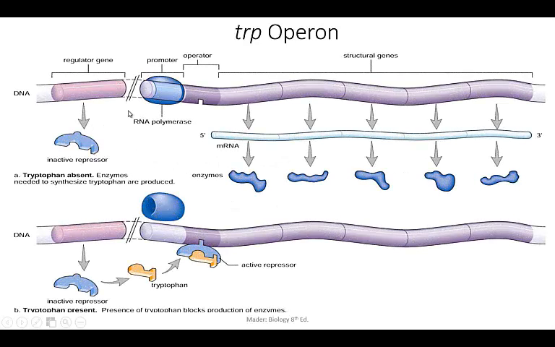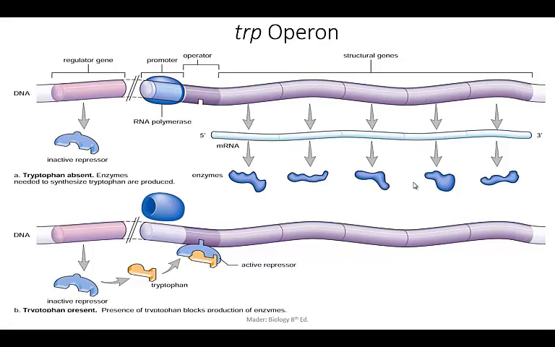So here's what this looks like. Again, in the absence of tryptophan, there is a repressor made, but it's not active. This allows RNA polymerase to come and sit down on the promoter, allows it to do transcription to make the mRNA, and then translation and produce the protein products from these structural genes. These are then going to be used to create tryptophan.